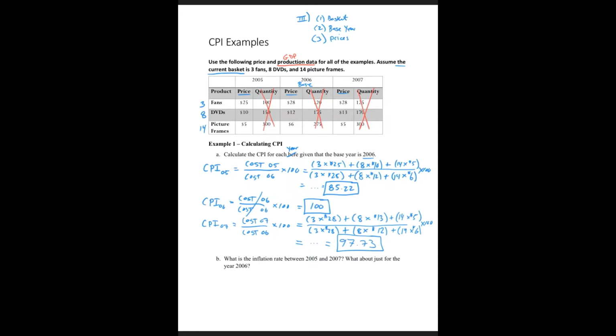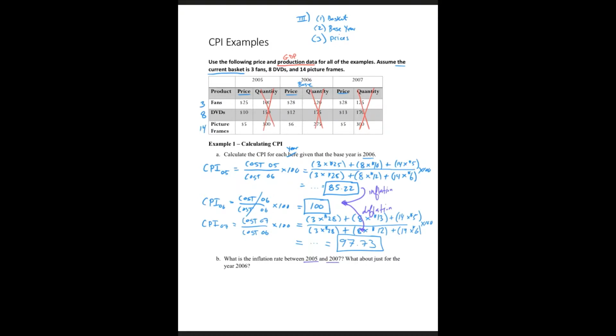What do we notice? Well, we know from 05 to 06, the prices went up from 85.22 to 100. And then we know from 06 to 07, the prices went down. So we saw some inflation because the CPI increased, and then we saw some deflation because we saw the CPI decrease. So let's go ahead and calculate the inflation rate between 2 years.